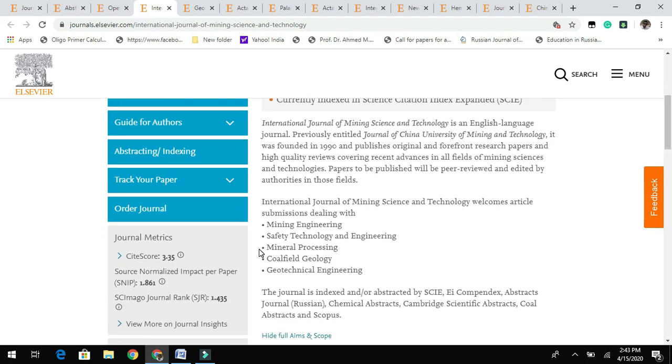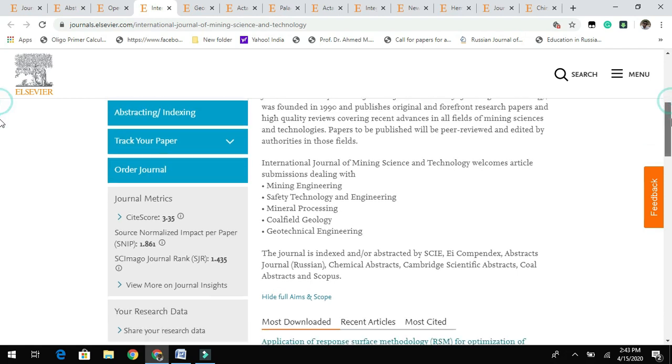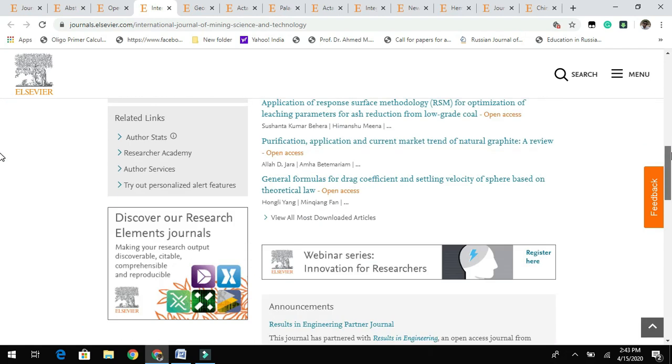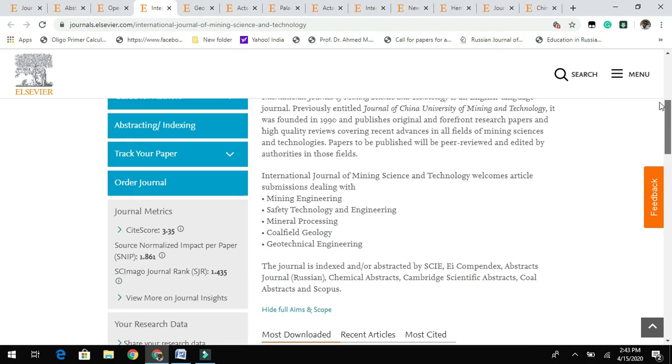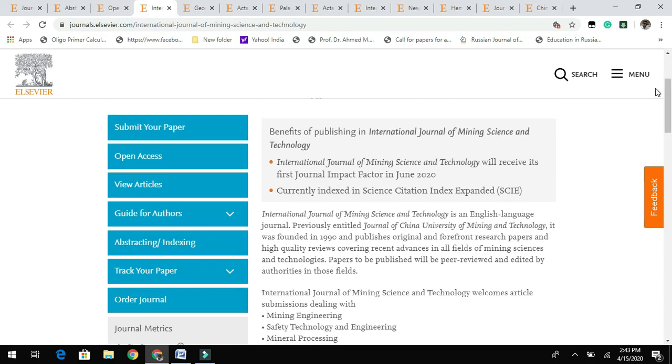Research articles related to mining engineering, safety technology engineering, mineral processing, coalfield geology, and geotechnical engineering are welcomed. It has a very good indexing pattern, and it is a very good option if you are working in these areas.